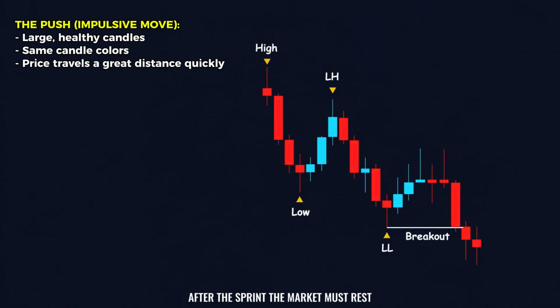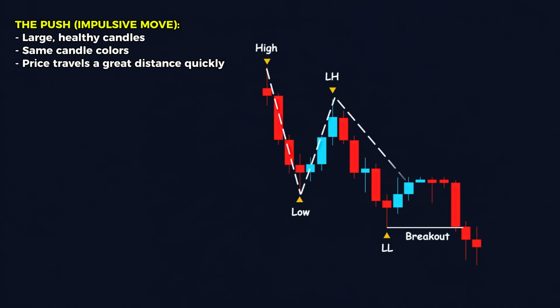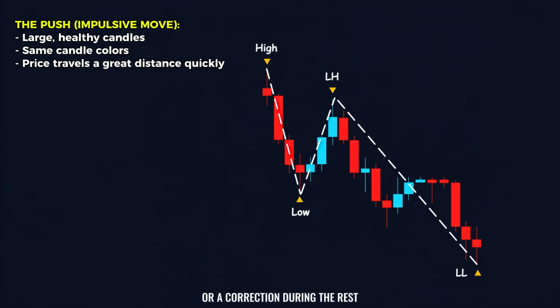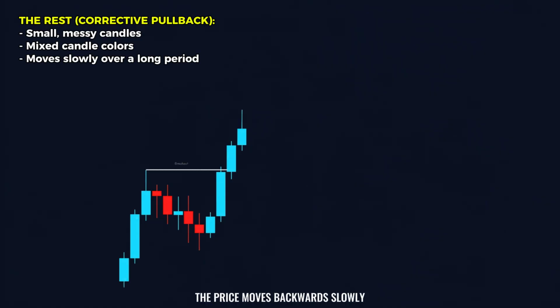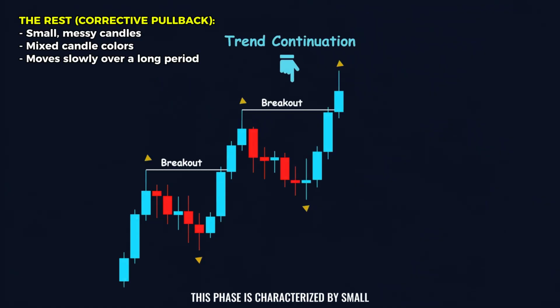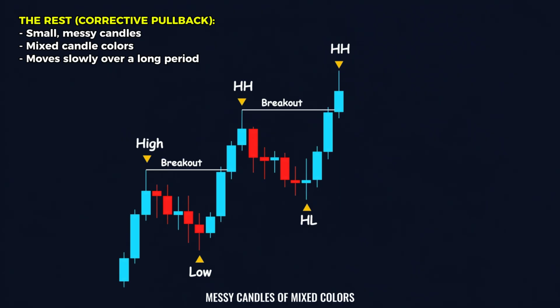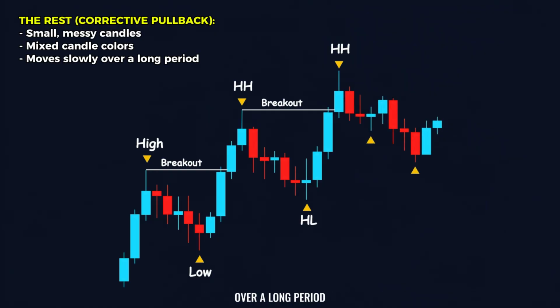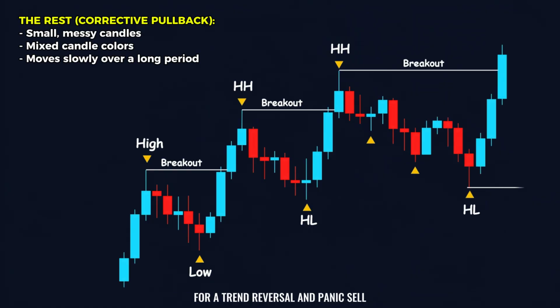After the sprint, the market must rest. This resting phase is what we call a pullback or a correction. During the rest, the price moves backwards slowly. This phase is characterized by small, messy candles of mixed colors, frequently changing from green to red. The wicks are choppy, and the price travels a very small distance over a long period. Many beginners mistake this temporary rest for a trend reversal and panic sell, which is a massive mistake.